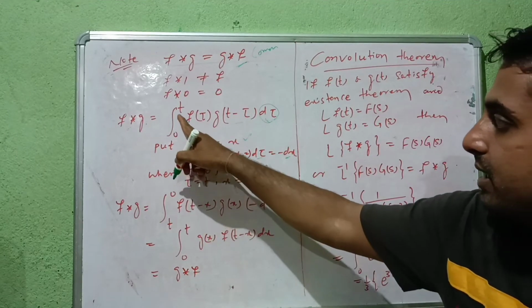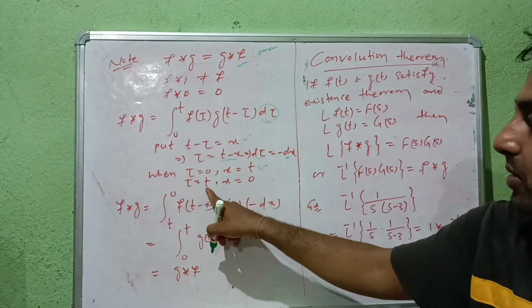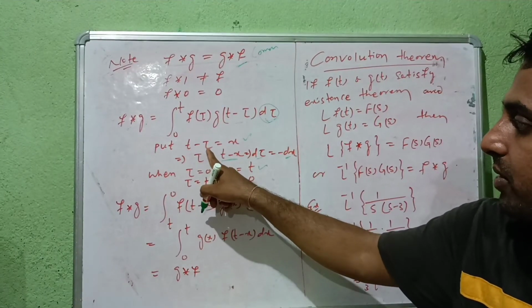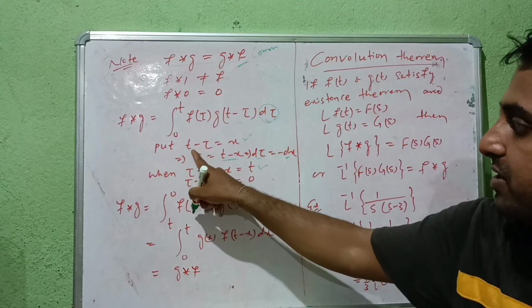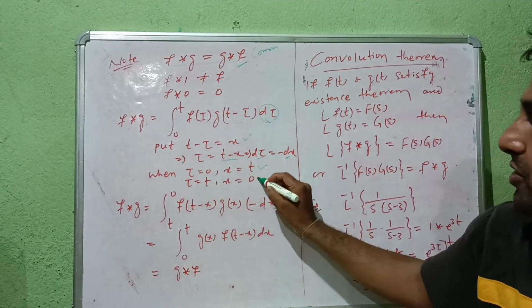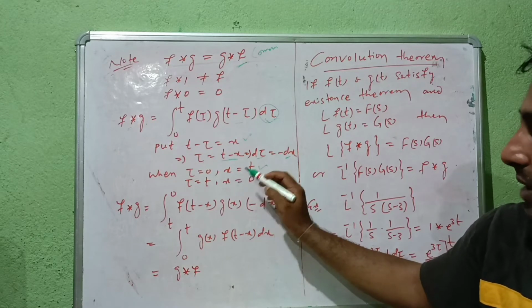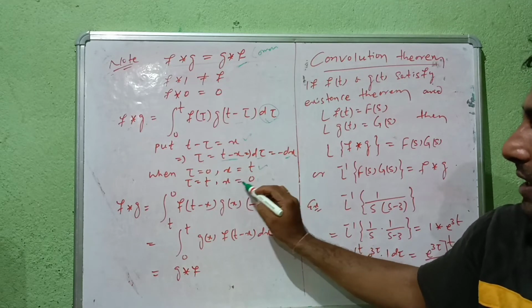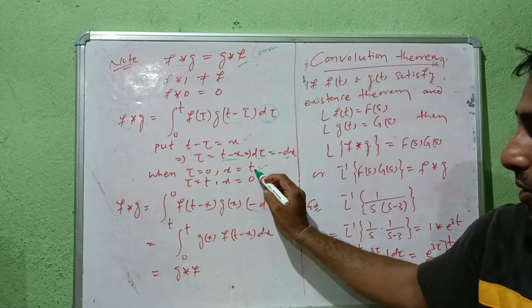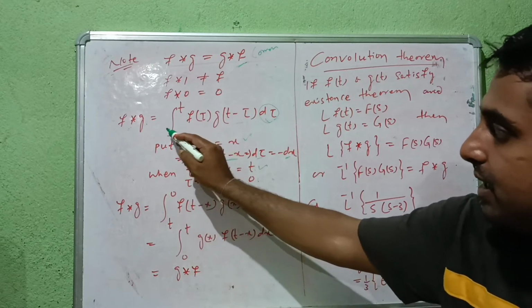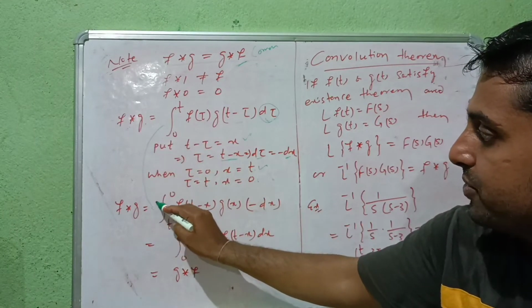Now when tau equals t, then what will x be? Put it here: when tau equals t, it will be t minus t, which is 0. So x equals 0. This means x equals t is the lower limit and x equals 0 is the upper limit.